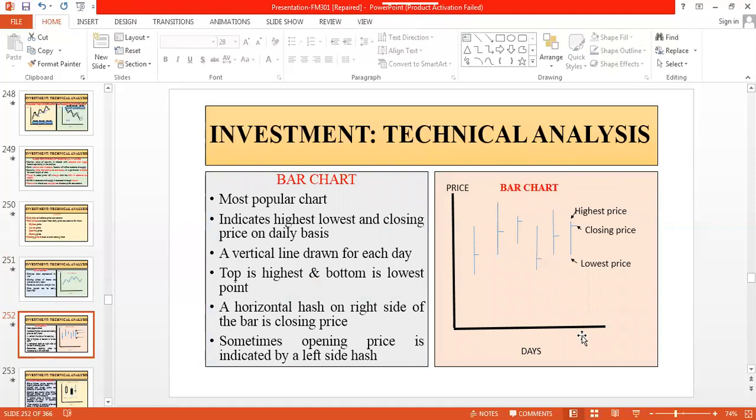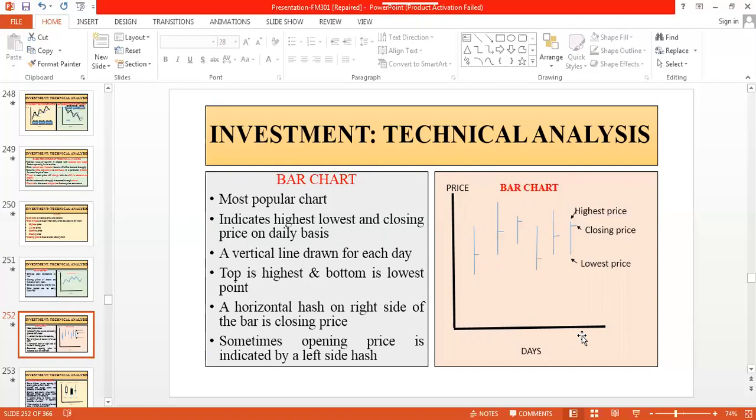Now we are going to the second type of chart, which is called the bar chart. Bar chart is the most popular chart nowadays. It indicates the highest, lowest and closing price on a daily basis. So only one type of price is missing here, that is the opening price.